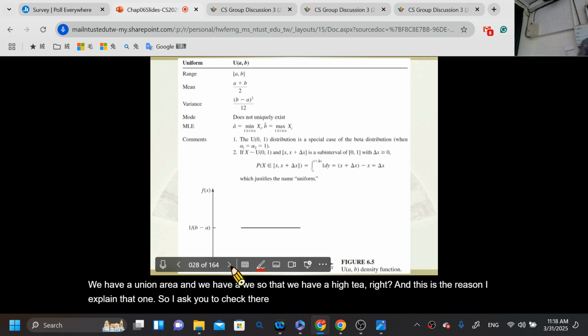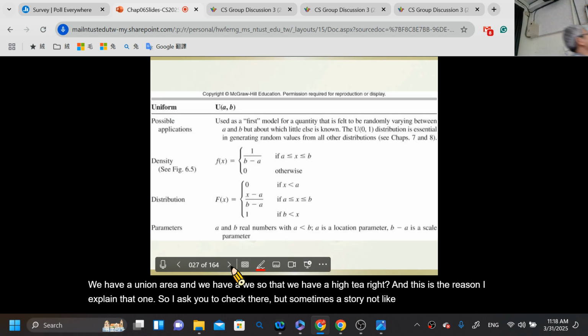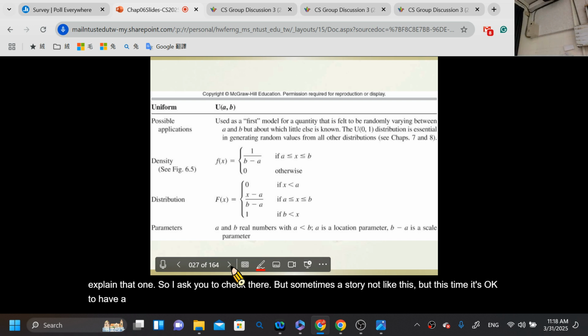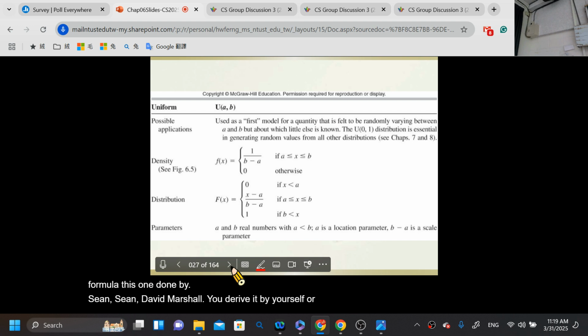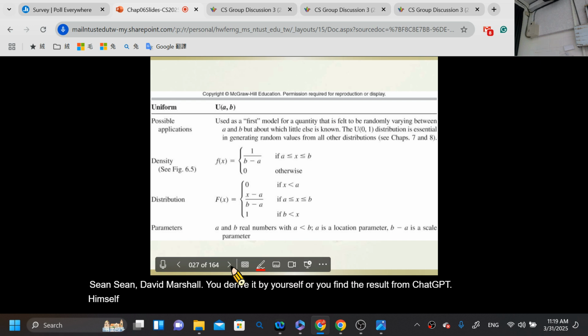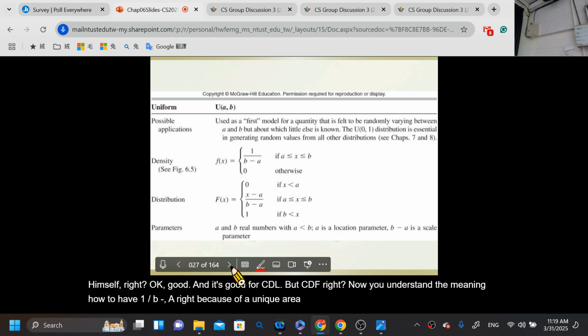But sometimes a story is not like this, but this time it's okay to have a story to know, oh, okay, we have a story to have a PDF. And through integral, we have the formula. This one was done by Sean. Sean, let me make sure, did you derive it by yourself or did you find the result from ChatGPT? Himself, right? Okay, good. And it's good for CDF. But PDF, right now you understand the meaning, how to have 1 over B minus A, right? Because of a unit area, right? And we have the other.